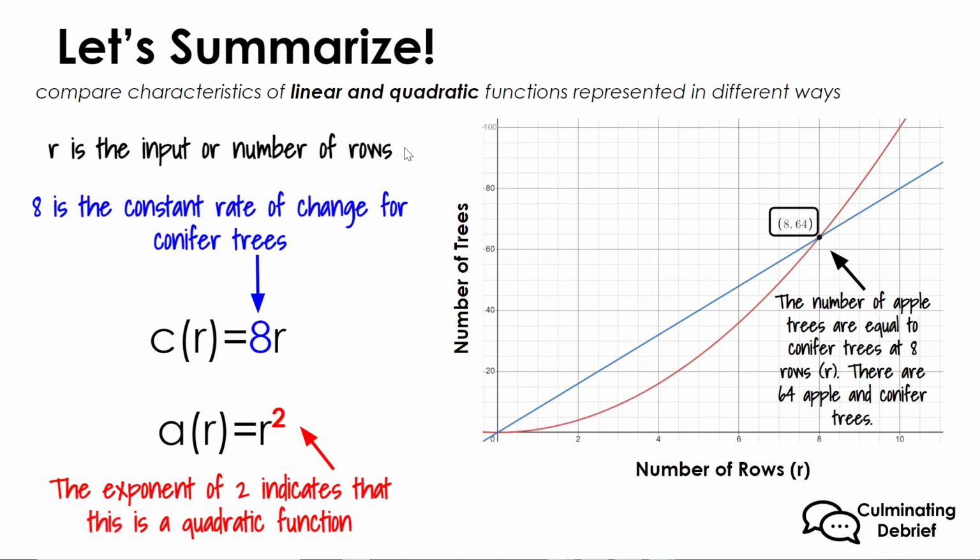Looking at this, this is what we came up with. R is the input, or number of rows. 8 is the constant rate of change for the conifer trees. So with the conifer trees, we're dealing with what type of function? What do we call that? It's not a quadratic. Linear, yep. So it's a straight line, called a linear function. The exponent of 2 means we're going to have that quadratic.